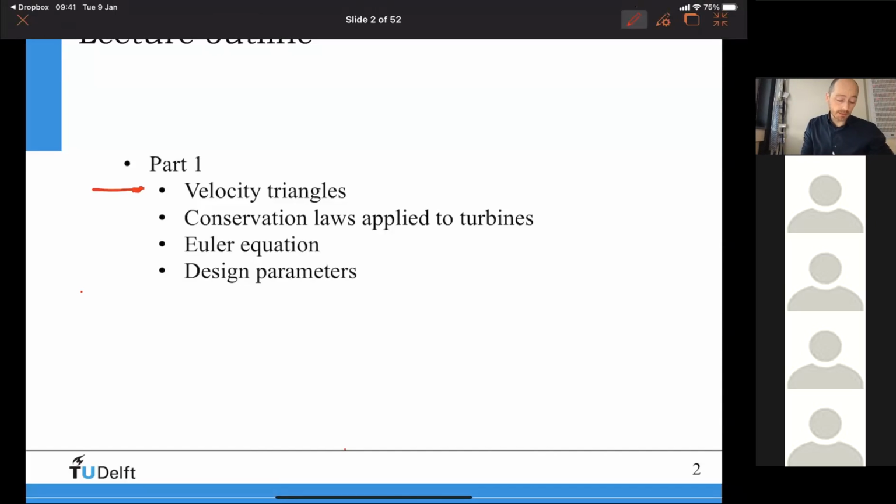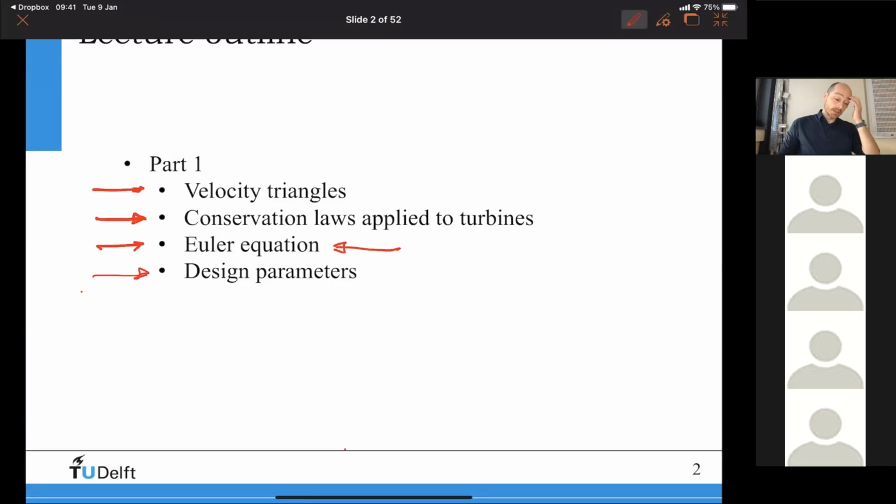But anyway, before I start, let me tell you what I will discuss today, and then I will also ask a question related to previous classes. So: conservation laws, the Euler equation, and maybe if there's some time, I will also talk about design parameters. These are pretty basic laws that will end up with a very important equation, which is the Euler equation. The Euler equation basically relates enthalpy changes across a stage of a turbomachinery to its velocity triangles, so the velocity at the inlet and the outlet.